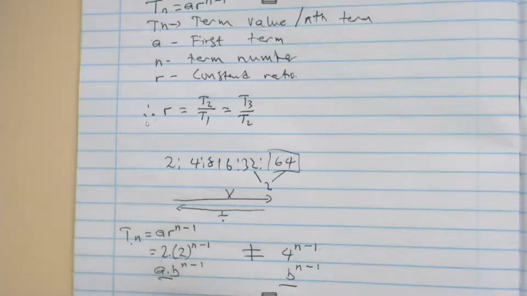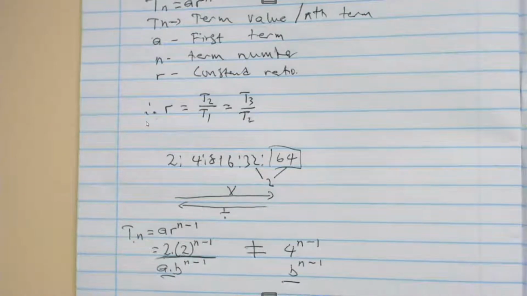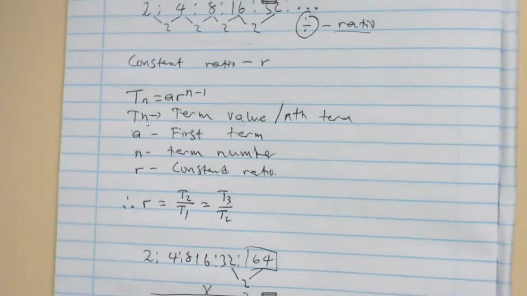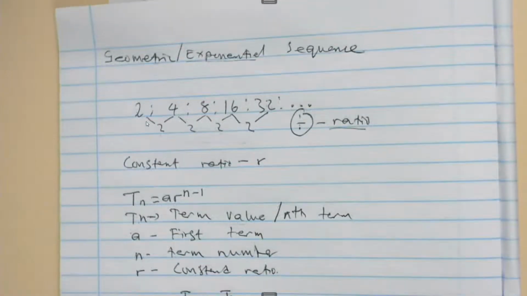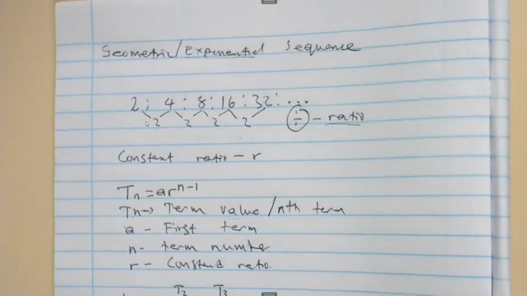So please remember that you are not supposed to multiply these two terms, a and r. Please leave it as it is here. This would be your correct answer: 2 multiplied by 2 to the power of n minus 1. This is our geometric or exponential sequence. Now let's check the examples that we have under geometric or exponential equations.